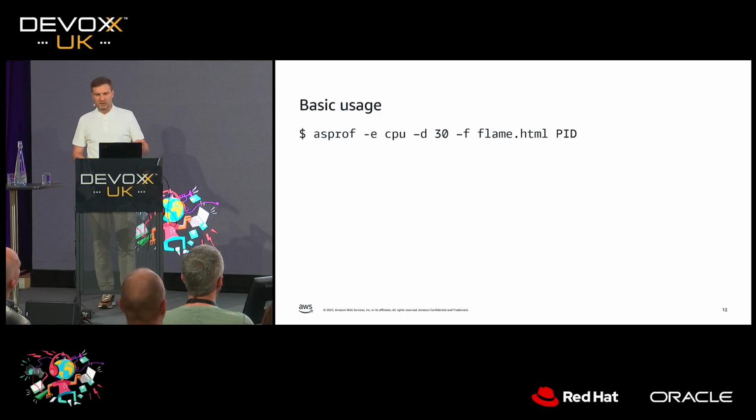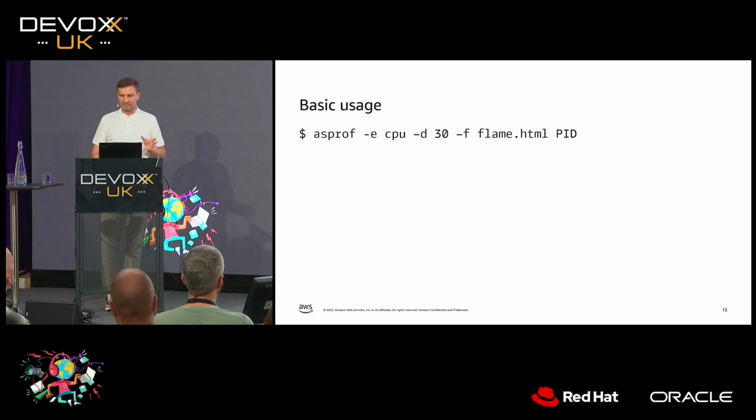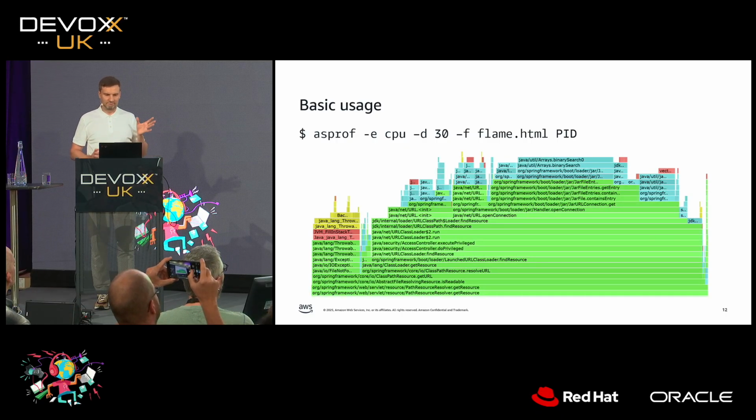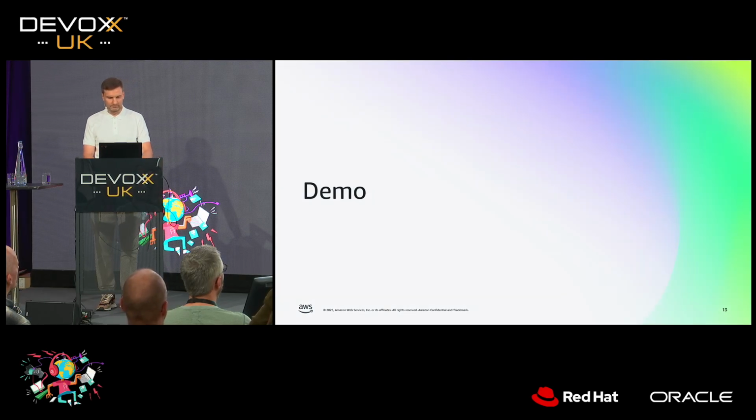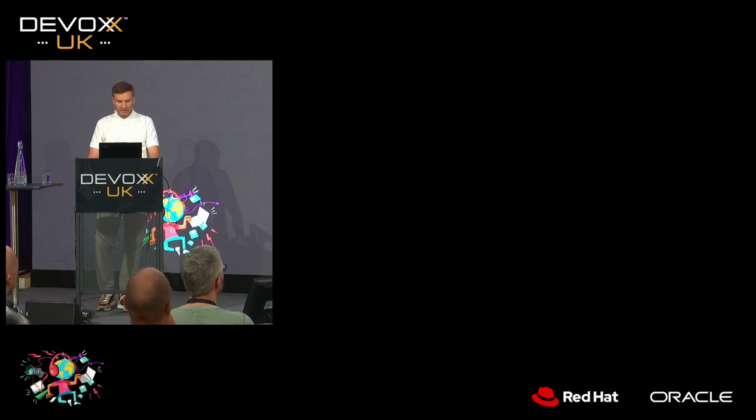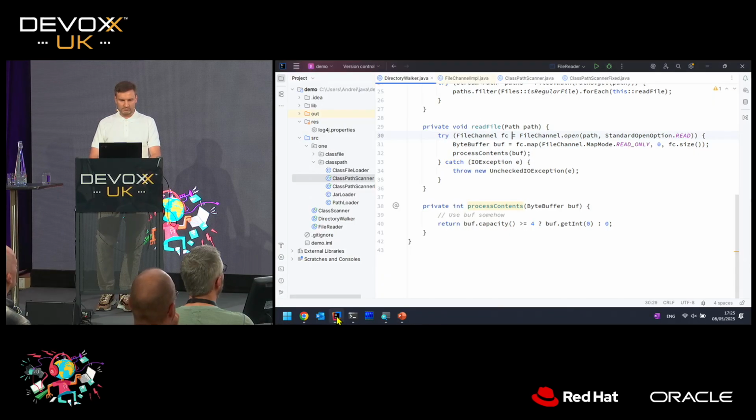Okay, enough theory. In a basic and most common case, you just run the asprof command line utility, telling the event to profile, CPU in this case, duration 30 seconds, and output file name. And in half a minute, it will give you a nice flame graph out of the box. Instead of -e cpu, you can actually put many other things, as I will show today.